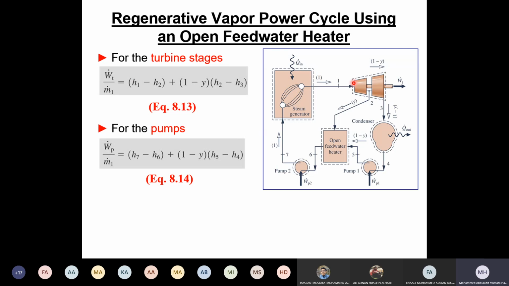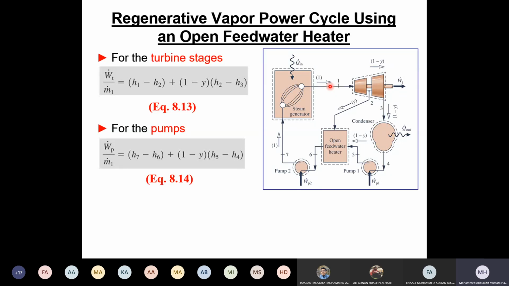I have the mass is 1 multiplied by h1 minus h2, plus the second turbine. The mass in the second turbine is 1 minus y multiplied by H2 minus H3. This is the work per unit mass at this point, because all of our calculations here will be per kilogram of steam leaving the boiler.